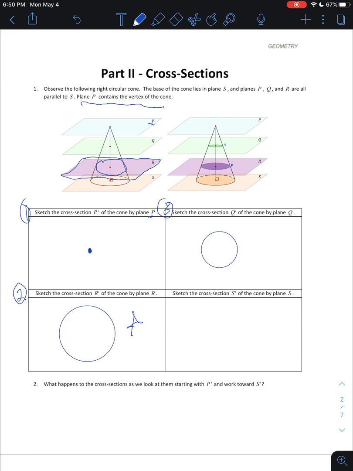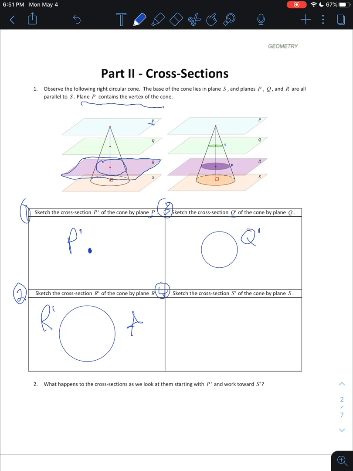And just to clarify, when it says Q prime, all that means is that we're calling this cross section over here Q prime. This one was R prime, and this point was supposed to be P prime. It's just differentiating it from the whole plane. And then our last one, question 4.